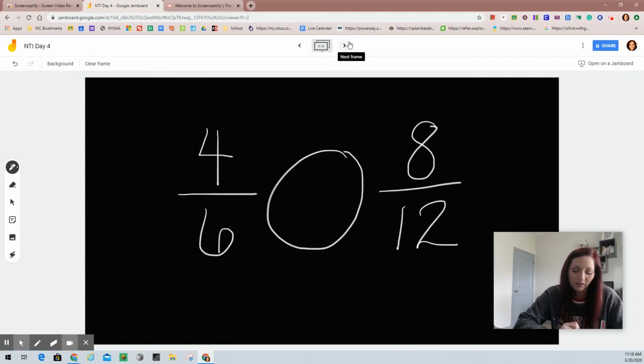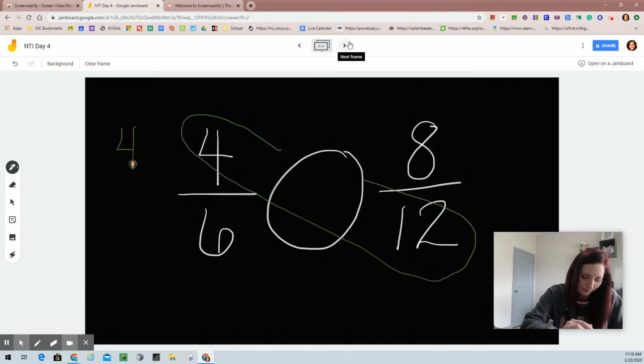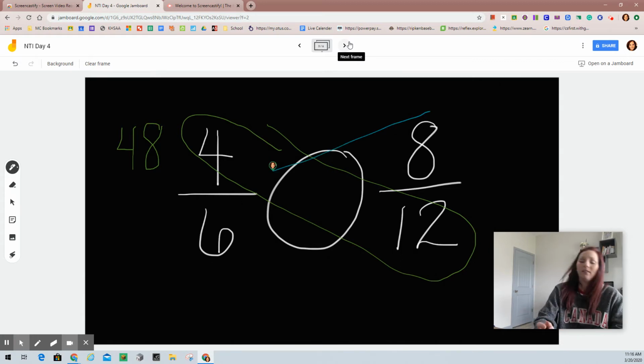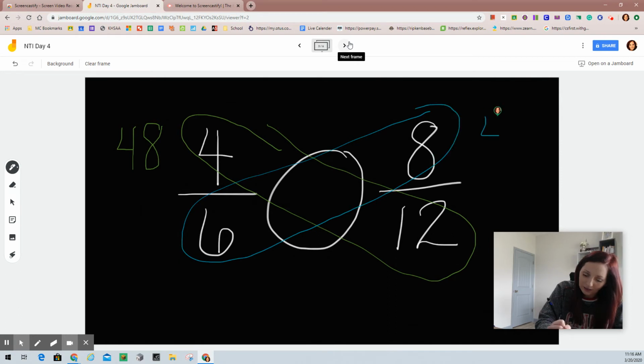We have 4/6 compared to 8/12. Step 1, top to bottom, left to right. We're going to cross multiply. 4 times 12 is 48. Okay. Step 2, we'll do in blue. 6 times 8 is also 48. 48 is the same thing as 48, so we know that this is actually equal to.